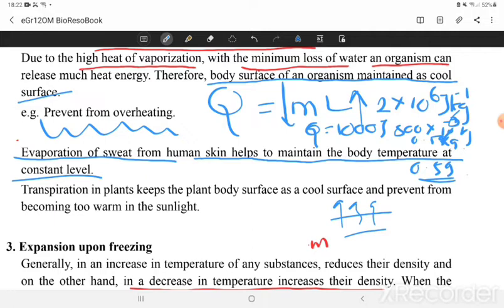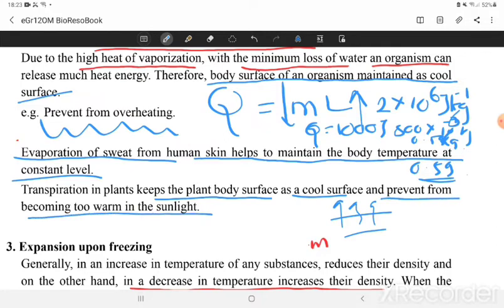We'll discuss those things further in future lessons. Transpiration in plants keeps the body surface as a cool surface and prevents it from becoming too warm in the sunlight. Don't memorize these things. Biology is a very beautiful subject. Try to understand it logically, please. Transpiration in plants keeps the plant body surface cool because it helps to remove heat from the plant body, as water is evaporating, and therefore prevents it from becoming too warm in the sunlight.